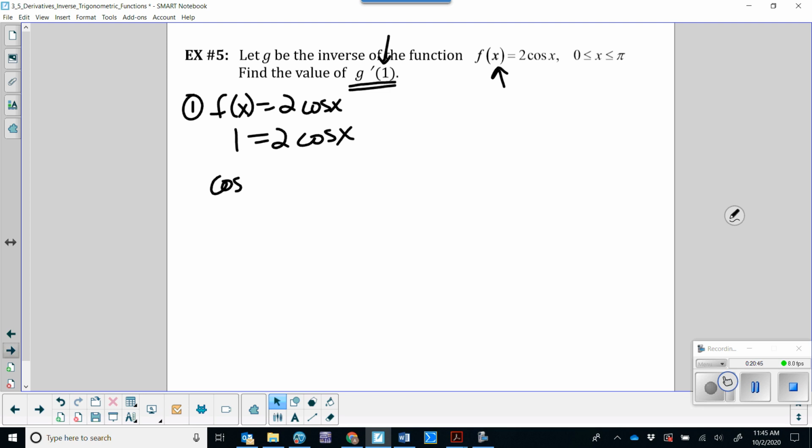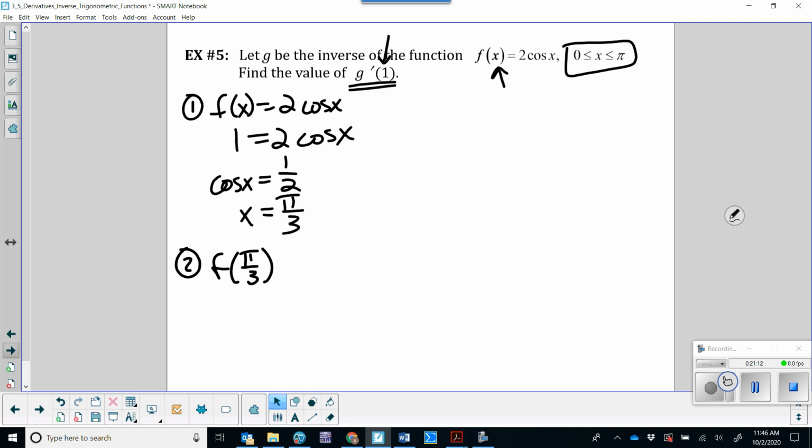So this is when cosine x is 1/2. And so my values would be a bunch of values, but pi over 3 is the only one that fits in 0 to pi. Okay, that's the only time that cosine equals positive 1/2. So I only have one answer. So that means that f of pi over 3 equals 1. So in other words, on f, I have a point called (pi over 3, 1), and on g, the point is called (1, pi over 3).